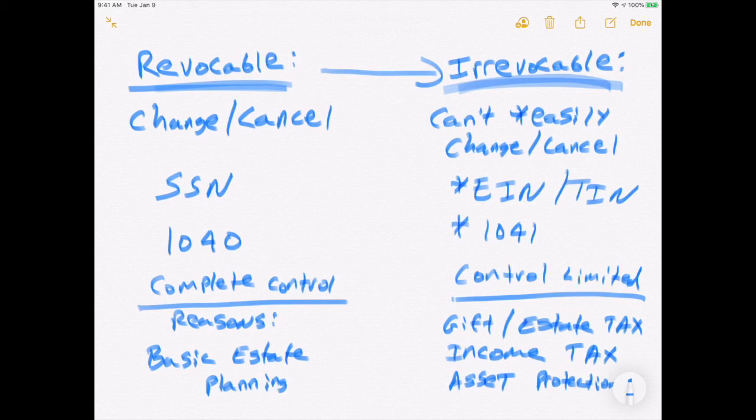You will have to switch the tax ID number from your social security number to a new tax ID number. We'll have to switch the tax return. So until the trust gets distributed to the beneficiaries, there's going to have to be a separate tax return filed for the trust assets. The trustee can't just change the provisions and say, I'm going to change the beneficiaries. They have to follow what your instructions were.